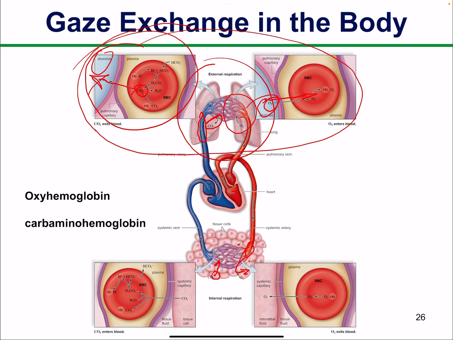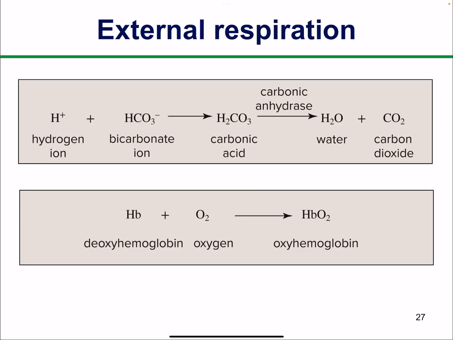Now, when oxygen attaches to hemoglobin, it forms a complex that we call oxyhemoglobin. Okay, oxyhemoglobin. However, when carbon dioxide attaches to hemoglobin, because yes, carbon dioxide does attach to hemoglobin, when that happens, we call the complex carbaminohemoglobin.